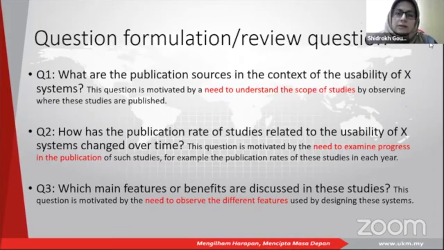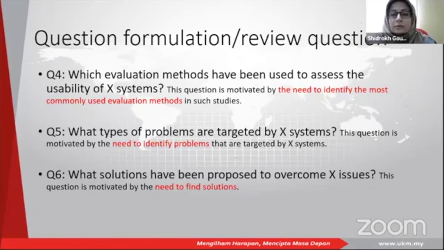We should create a clear question to focus on the scope of study. Also, we need to examine progress in publication. For this reason, we can create a second question: How has the publication rate of studies related to usability of FTSM changed over time? This slide and the next slide are only examples for you. You can create your own review question.